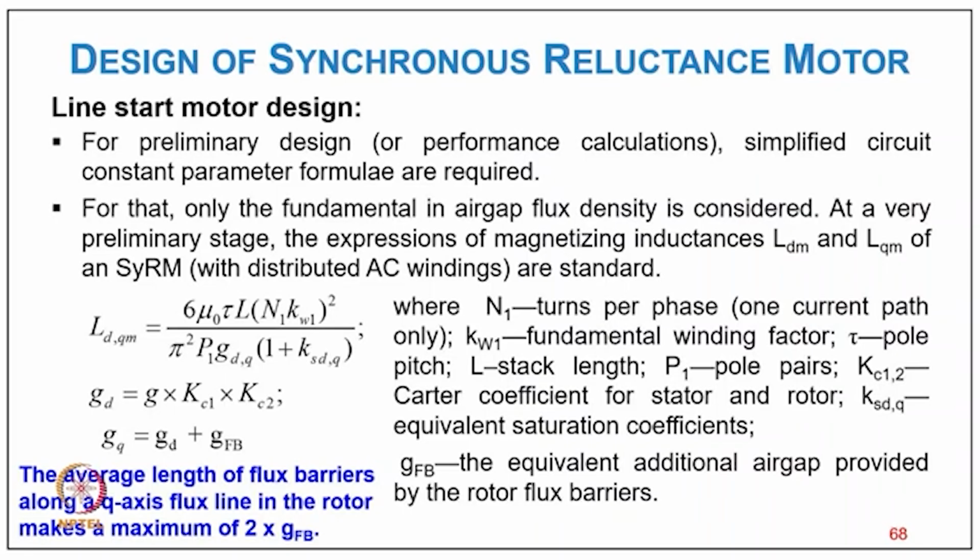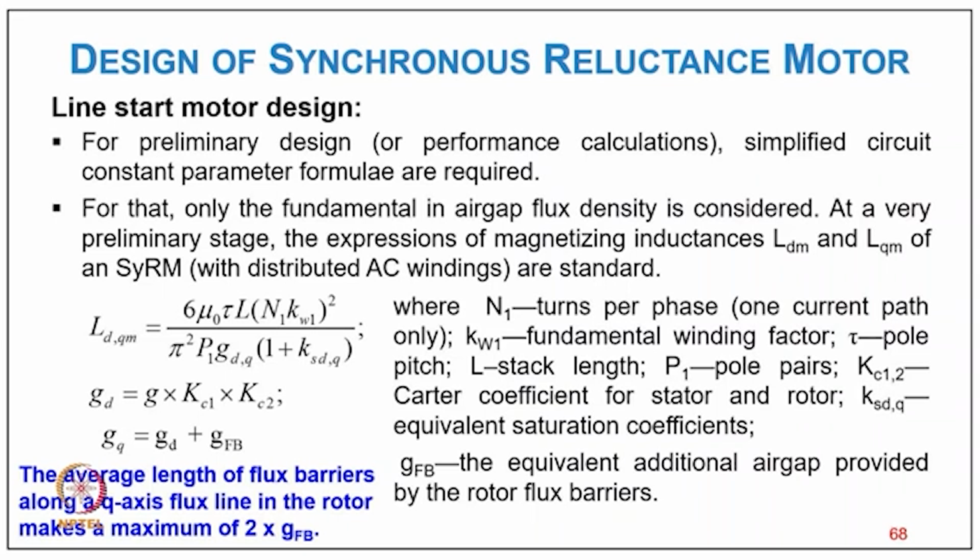The expressions for magnetizing inductance LDM and LQM of a synchronous reluctance motor with distributed AC winding are: LDQM equal to 6 mu 0 tau L N1 KW1 squared divided by pi squared P1 times GDQ, in bracket 1 plus KSDQ, where GD equal to G into KC1 into KC2 and GQ equal to GD plus GFB, where N1 is the turns per phase, one current path only, KW1 is the fundamental winding factor, tau is the pole pitch, L is the stack length, P1 is the pole pair, KC1, KC2 are the Carter coefficients for stator and rotor, KSQ is the equivalent saturation coefficient, and GFB is the equivalent additional air gap provided by the rotor flux barrier.